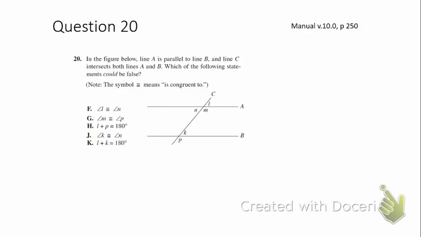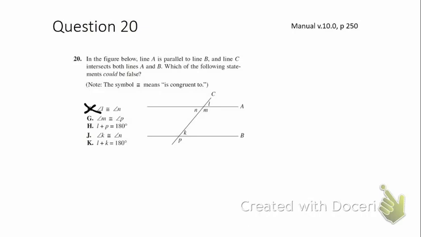We've talked about which angles here are congruent. It says, in the figure below, line A is parallel to line B, and line C intersects both lines A and B. Which of the following statements could be false? That little symbol means congruent to, so it means it's the same measure. L is congruent to N. Those are the two smaller angles. They have to be the same, so it's not possible for that to be false.